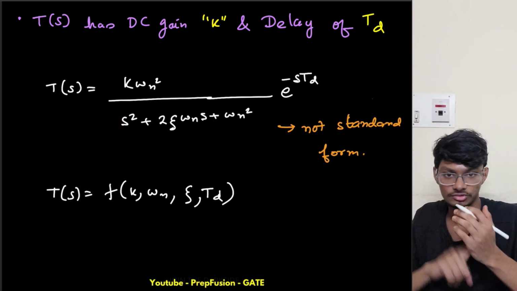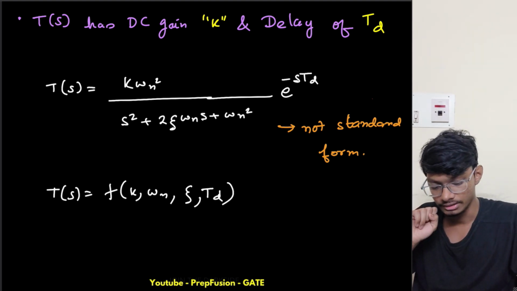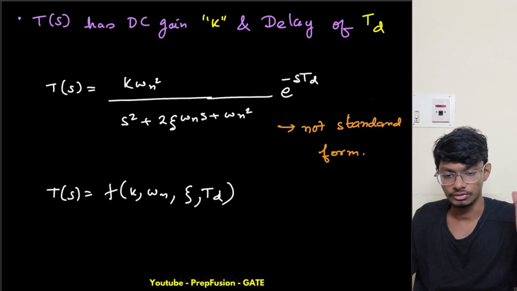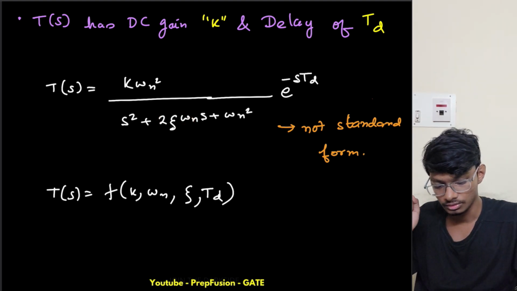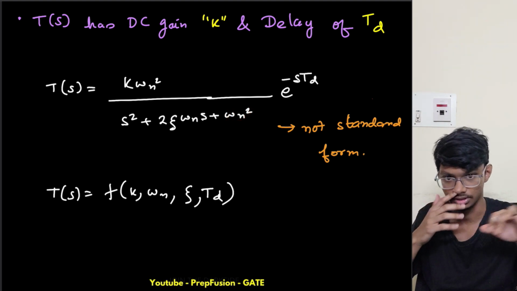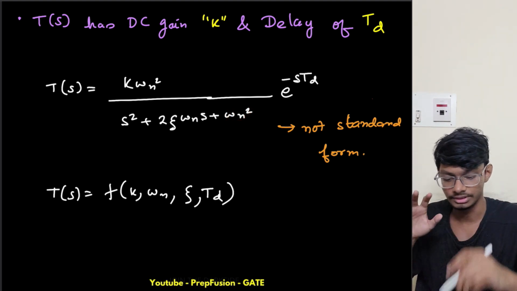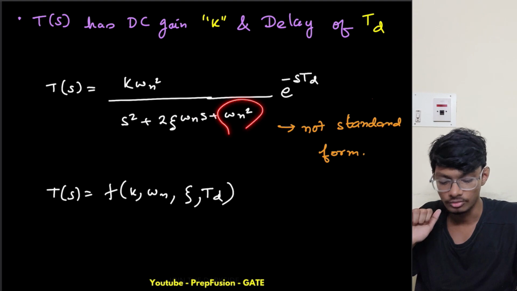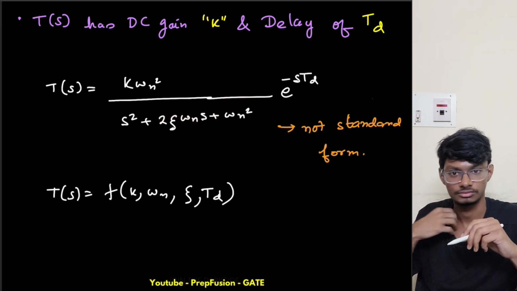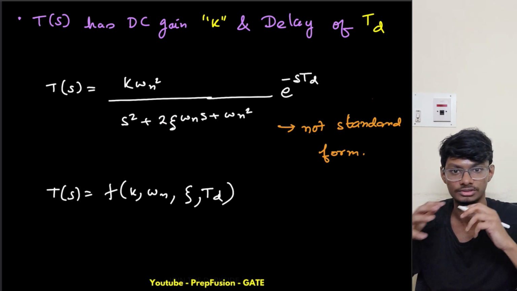The coefficient of s square will be 1 always. Then you will clump all the s terms together and also clump all the constant terms the other way. Then you will compare omega n square with the constant term, and 2 zeta omega n with the coefficient of s. That's how we did it, right? So I hope you understood.